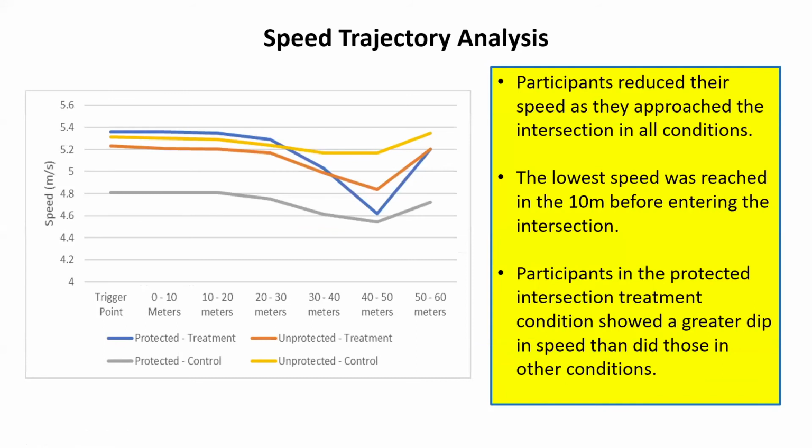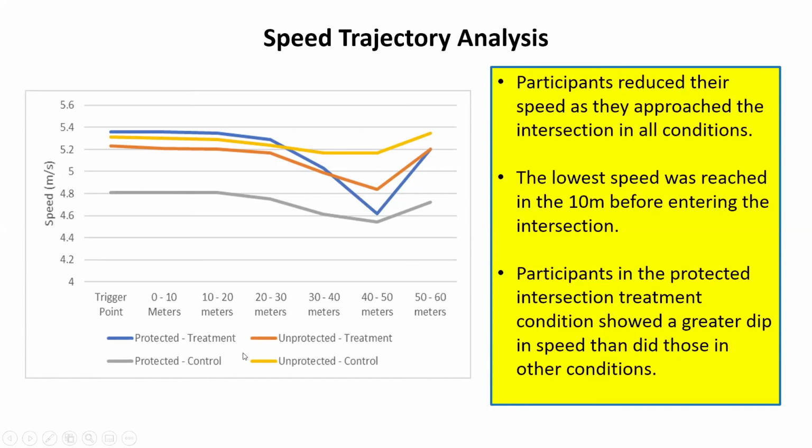So next we'll go for the speed trajectory analysis. As we can see here, we analyzed the speed of the bicyclist starting from the trigger point up to 60 meters from the trigger point. As I showed in a layout diagram before, 50 meters from the trigger point is a conflict point. So that's where we see the greatest dip in the speed. So we analyzed the trajectory across the layout from the trigger point till 60 meters from the trigger point.